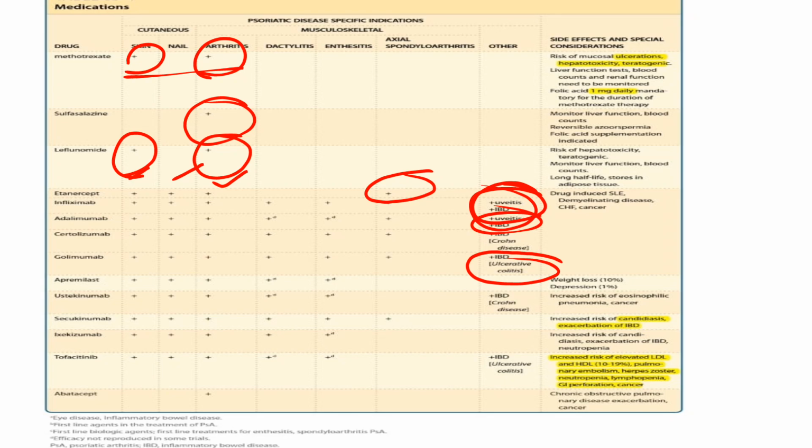Apremilast is effective in skin psoriasis, nail psoriasis, psoriatic arthritis, dactylitis, and enthesitis. Ustekinumab is effective in skin, nail, arthritis, dactylitis, enthesitis, and in inflammatory bowel disease, Crohn's disease. Tofacitinib, recently FDA approved, is effective in skin psoriasis, nail psoriasis, psoriatic arthritis, dactylitis, enthesitis, and in IBD, ulcerative colitis. Abatacept is effective especially in arthritis.